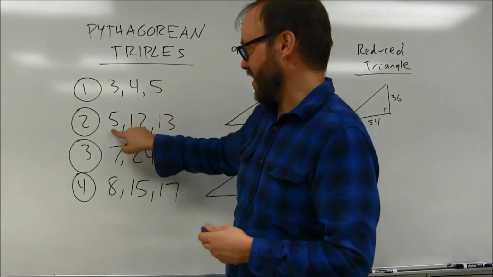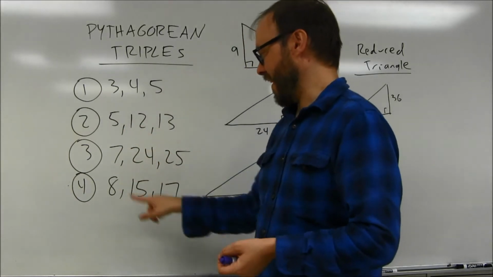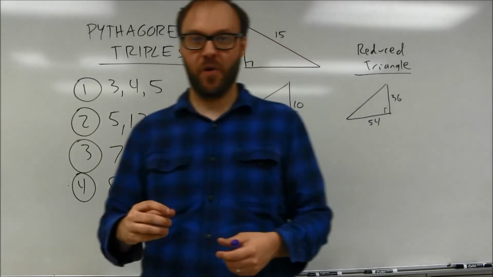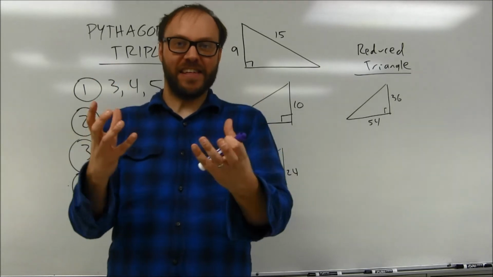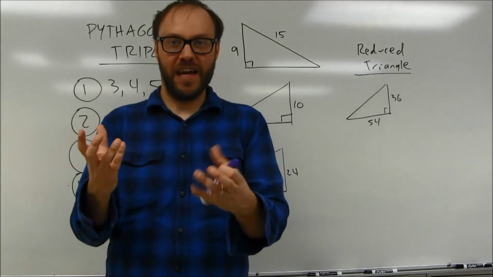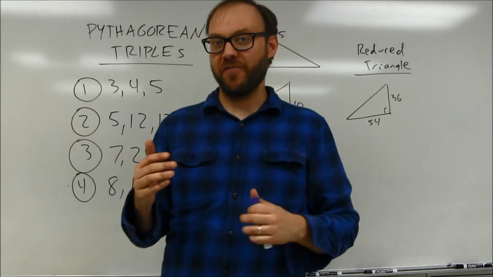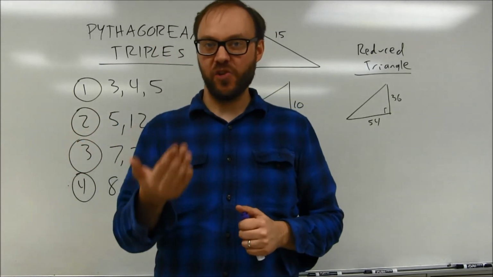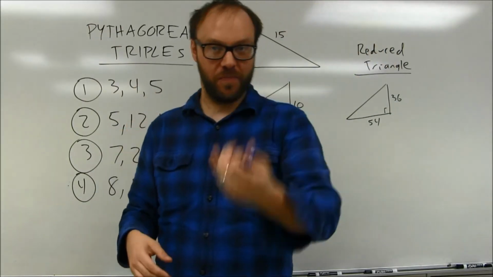Notice there's nothing other than 1 that divides into 5, 12, and 13, or 7, 24, 25, or 8, 15, 17. These are what are generally referred to as the parent Pythagorean triples. They're the basic ones that everything comes out from. So if you can find anything that will divide into side lengths of triangles, you might be able to shrink it down to a Pythagorean triple.